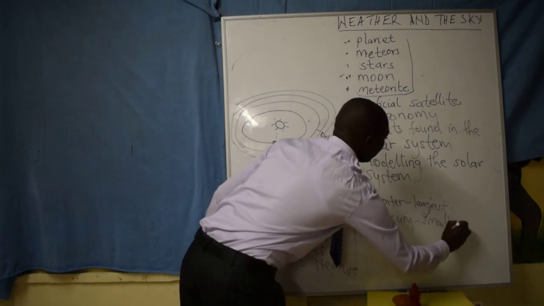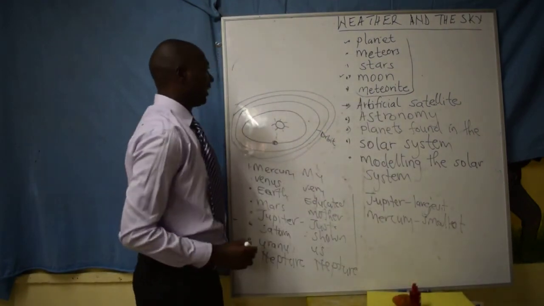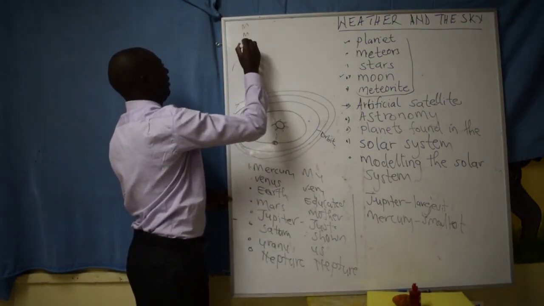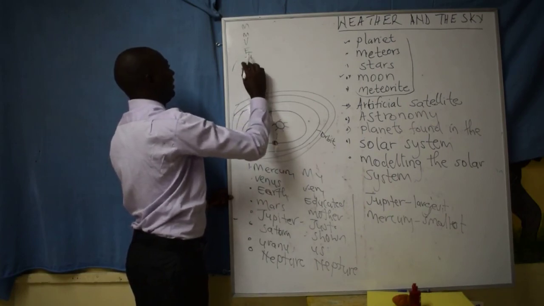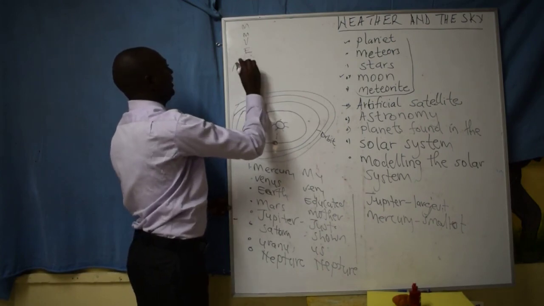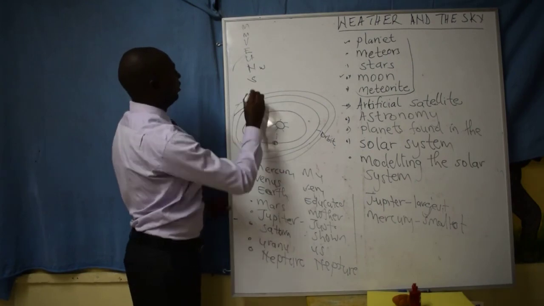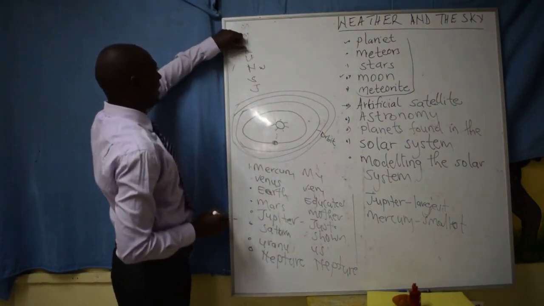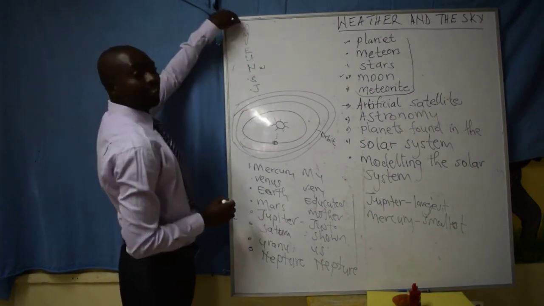We have a slogan we can use to define the size of planets. We say, my mother visits Europe until next Saturday, June. This is Mercury, Mars, Venus, Earth, Uranus, Neptune, Saturn, Jupiter. This is the largest, this is the smallest.